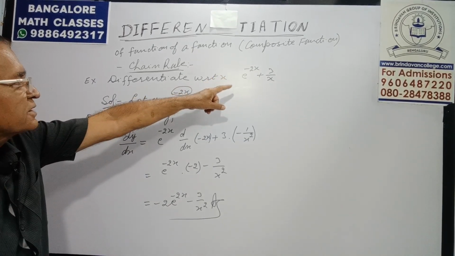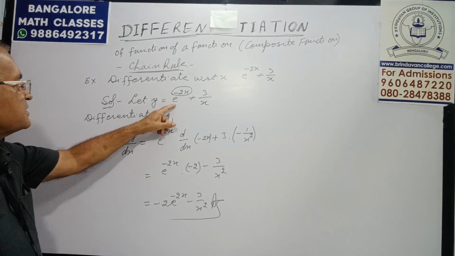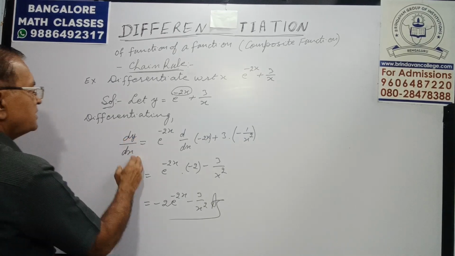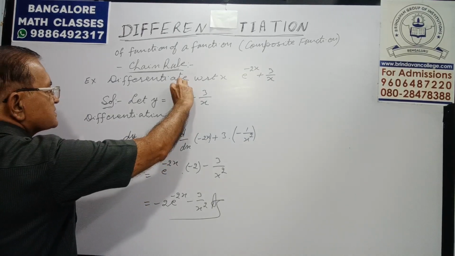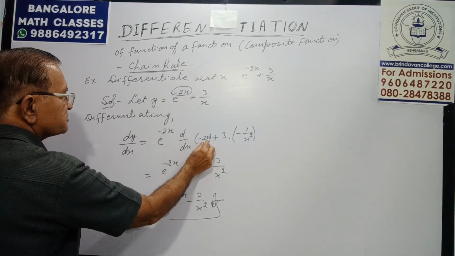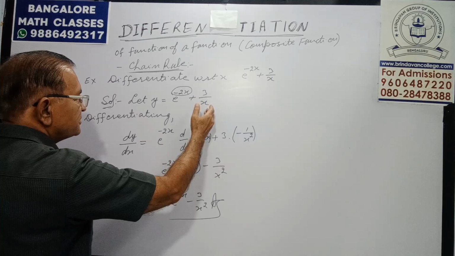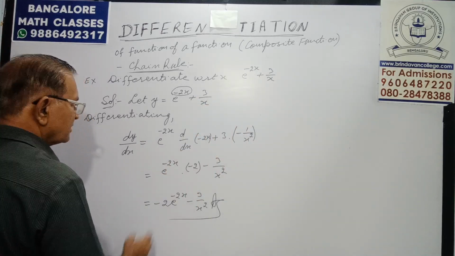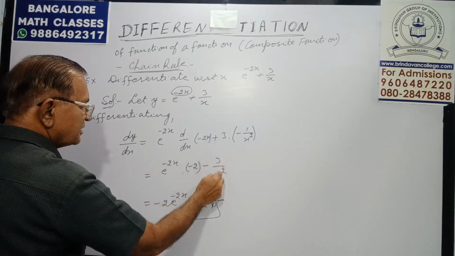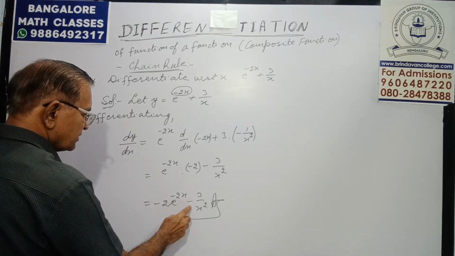Differentiate e power minus 2x plus 3 by x. How will we do it? Let y equals e power minus 2x plus 3 by x. Differentiating, dy by dx equals e power, taking it as x, e power x as e power x. Because it is not x, d dx of this part. Then 3, 1 by x. We know the differential of 1 by x is minus 1 by x square. So e power minus 2x, then d dx of minus 2x is minus 2, minus 3 by x square. Thus it is minus 2 e power minus 2x minus 3 by x square.